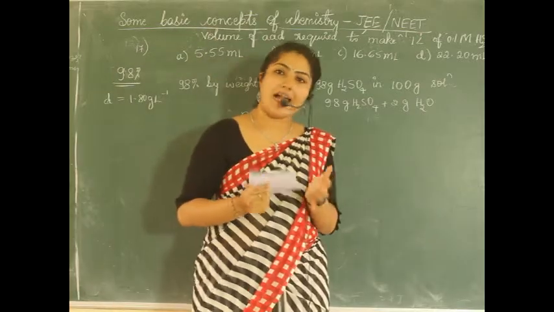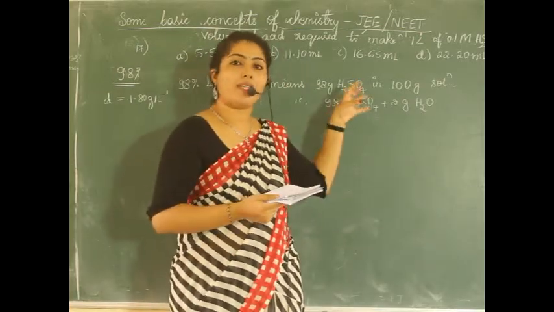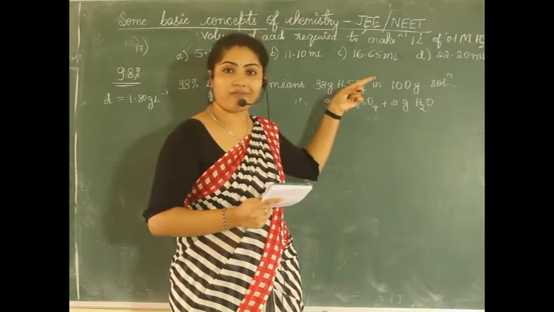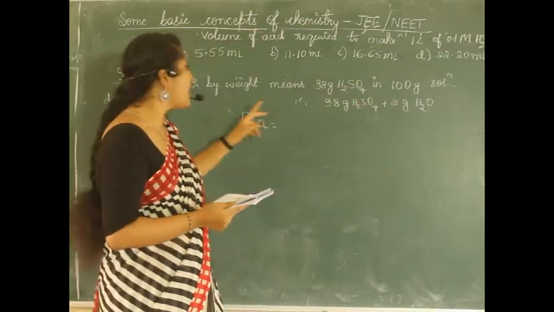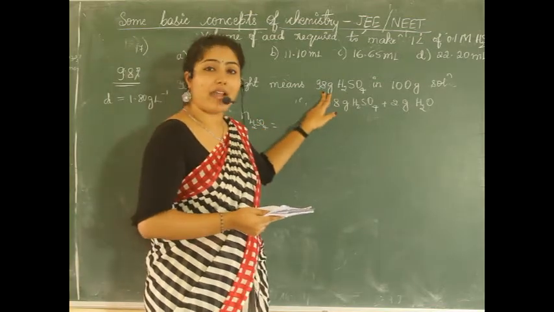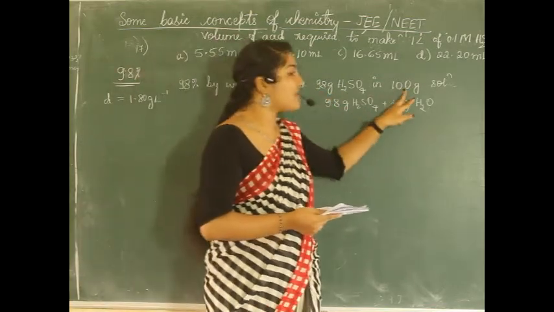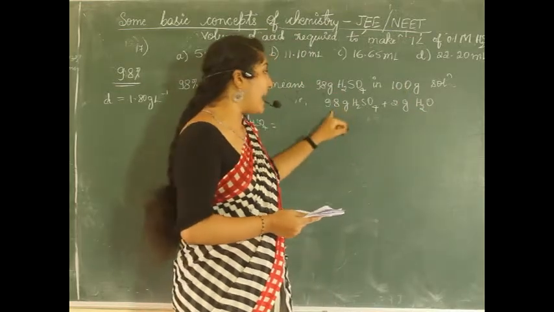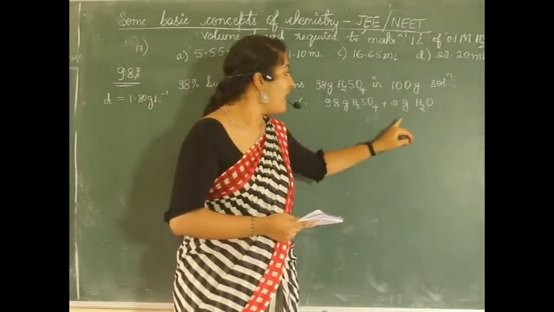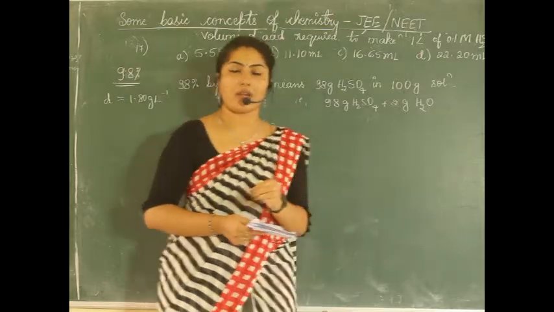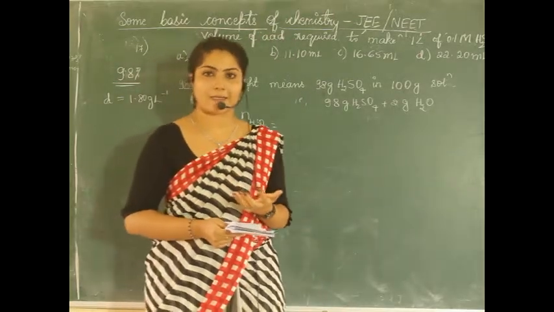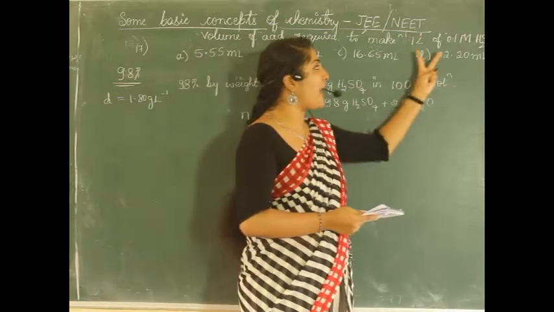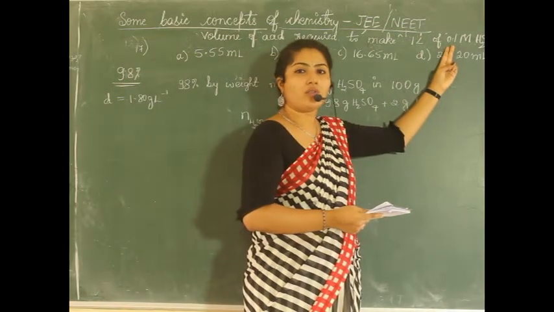See, the basic idea behind this is, one is a concentrated solution. Imagine 98% H2SO4 means 98 gram of H2SO4 is dissolved in 100 gram of solution. That means 98 gram is H2SO4 and 2 gram is water. You can imagine how concentrated it is. From that, they are asking you to prepare a diluted solution.